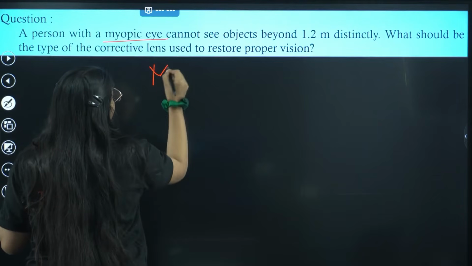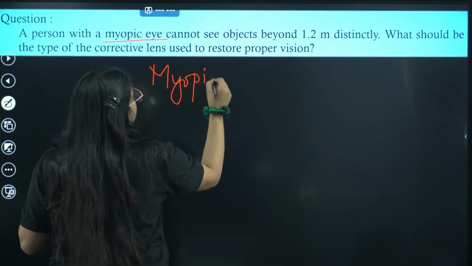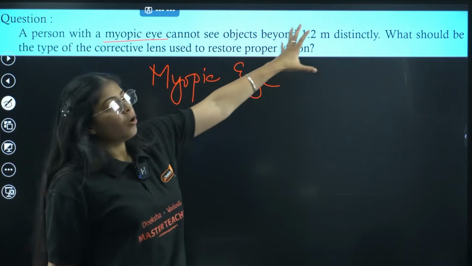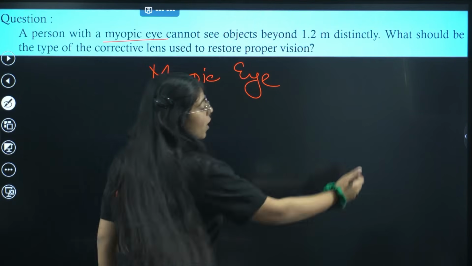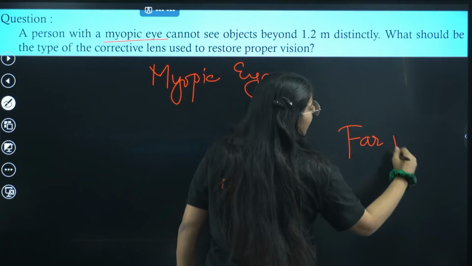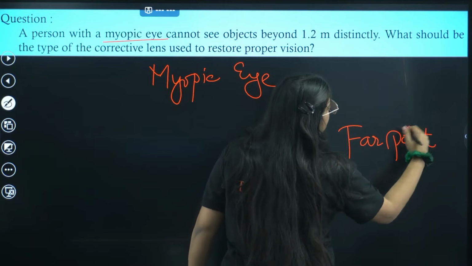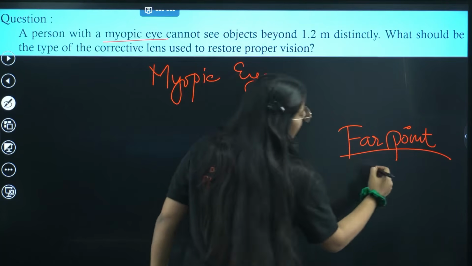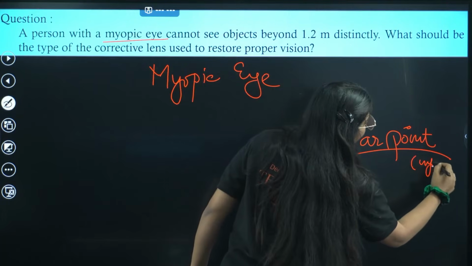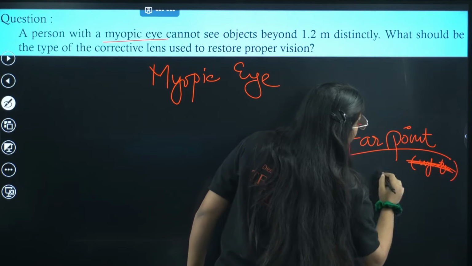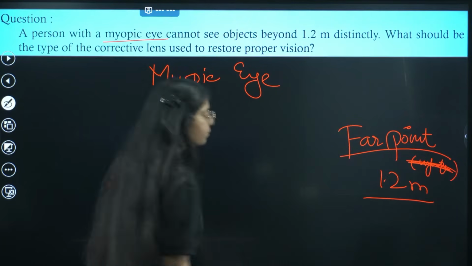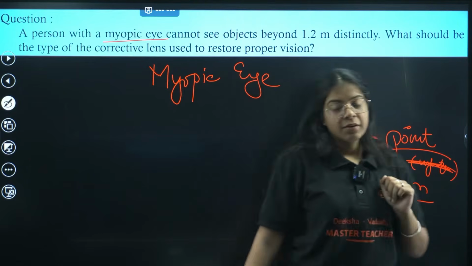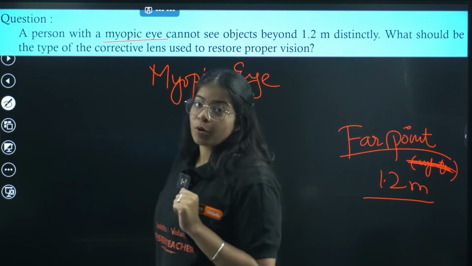Now, a myopic eye means the person has myopia, correct? He cannot see objects beyond 1.2 meter. So his far point, they are saying he cannot see objects which are further away than 1.2 meter. His far point should have been infinity for a normal eye, but now it's 1.2 meter, correct? What type of corrective lens should be used to restore his proper vision?